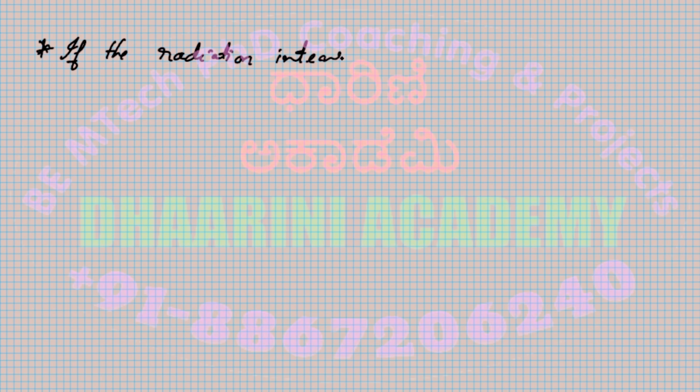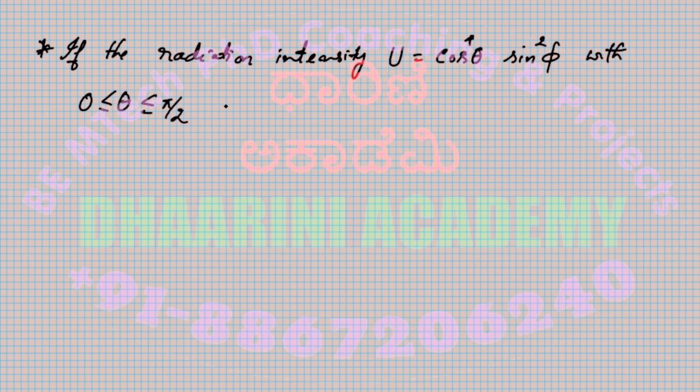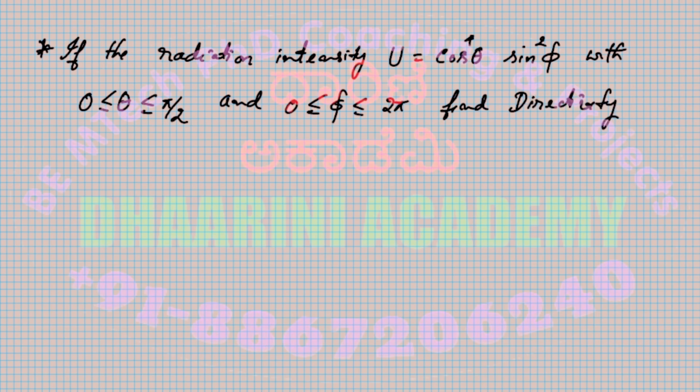The radiation intensity of an antenna is denoted by, say, U equals cos to the power 4 theta sine square phi, with 0 less than or equal to theta less than or equal to pi by 2 and 0 less than or equal to phi less than or equal to 2 pi. Find the directivity. A very standard question.